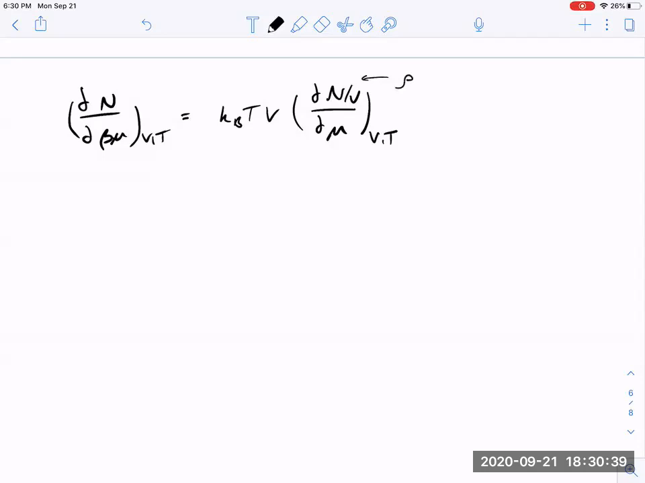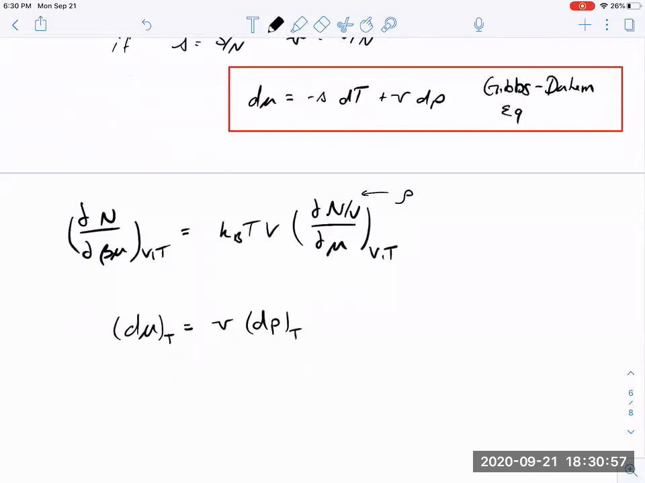And the Gibbs-Duhem relationship tells us that d mu at fixed temperature is equal to little v dP. If you don't believe me, look up there. I fix the temperature. The S dT term goes away. I'm left with just that, which is rewriting rho d mu is equal to dP. So I can exchange the differential with respect to mu with a differential with respect to pressure at a cost of the density.